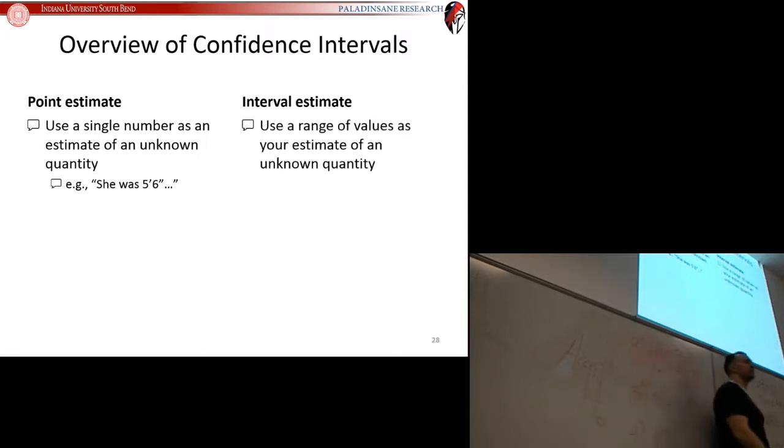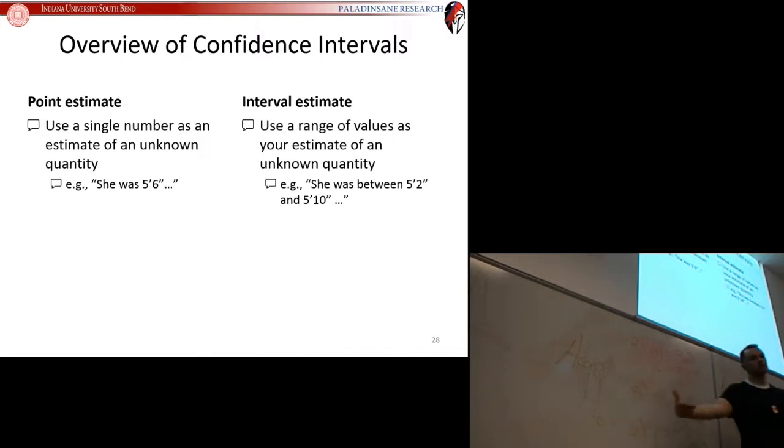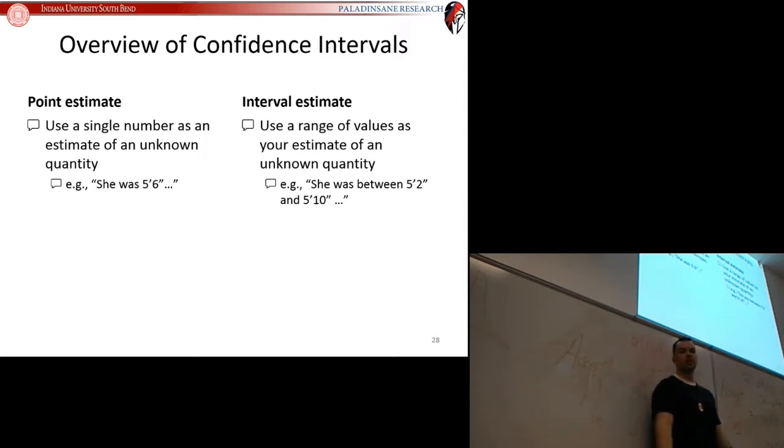An interval estimate, on the other hand, uses a range of values in order to make its estimate. If somebody asks you, how tall was your friend, you might say, she was between 5'2" and 5'10". That's a range estimate. Between this much and this much gives you an interval estimate of that unknown quantity.